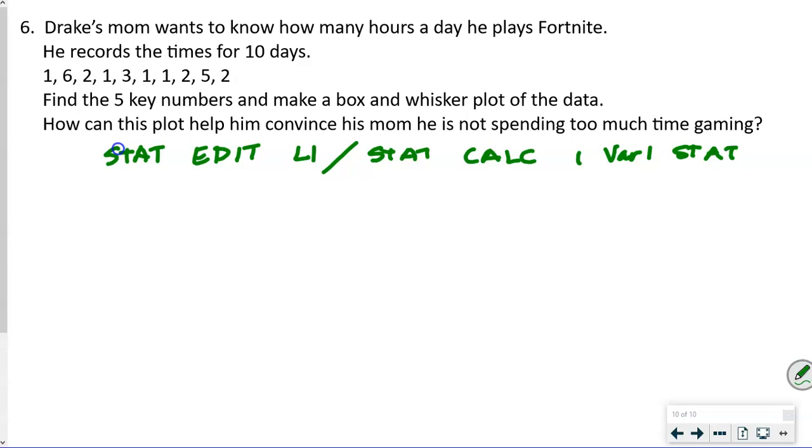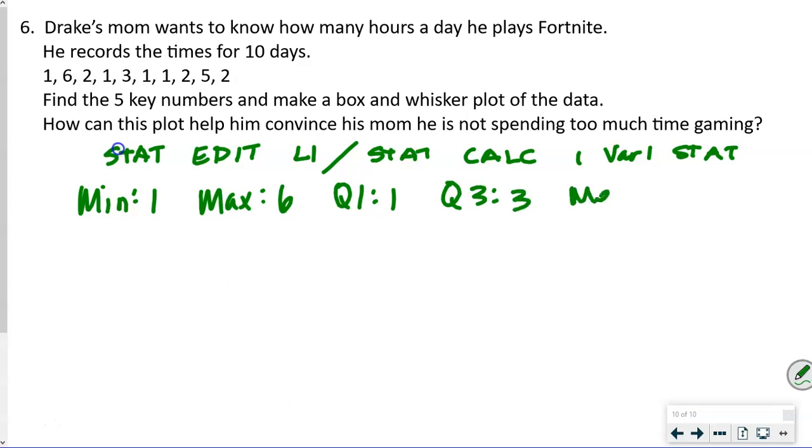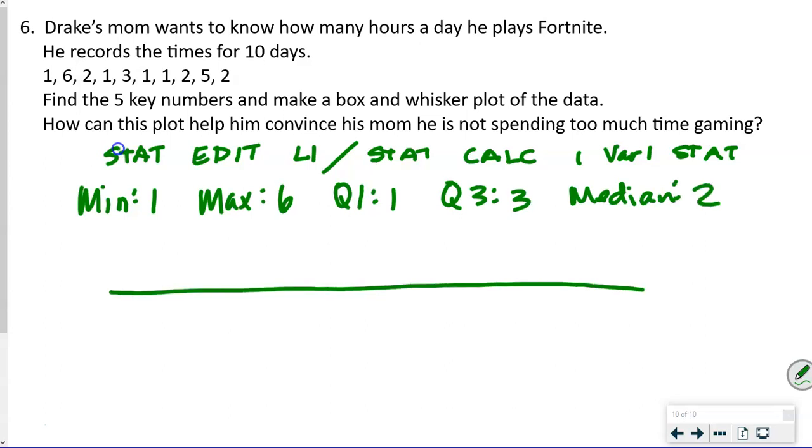So here you should be able to see your min, which was 1. You should be able to see your max, which is 6. You should be able to see Q1, which is 1. You should be able to see Q3, which was 3, and you should be able to see the median, okay, which was 2. Now we can go ahead and do our box and whisker plot, okay?